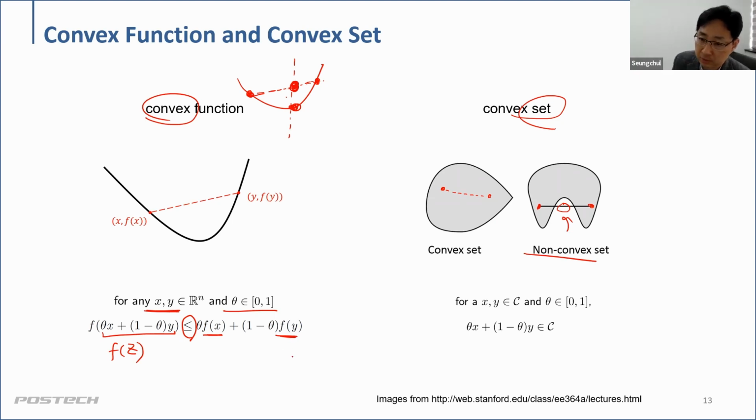So the formal mathematical definition of a convex set is that for any two data points within the set, linear interpolations of them should be located in the same set, within the set. So that's the definition of convex function and convex set.